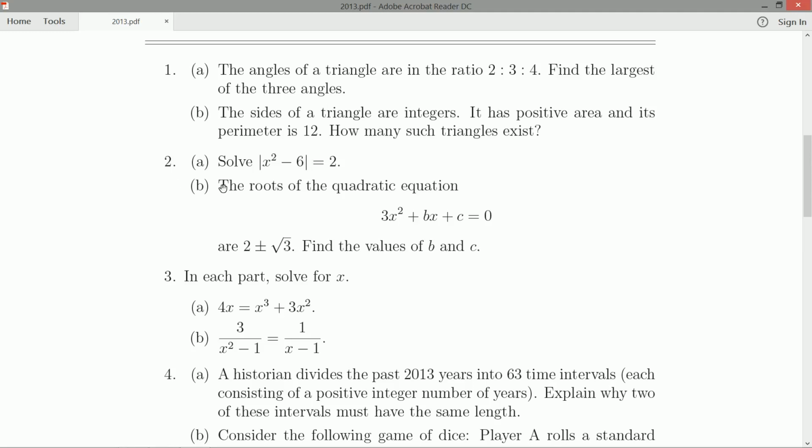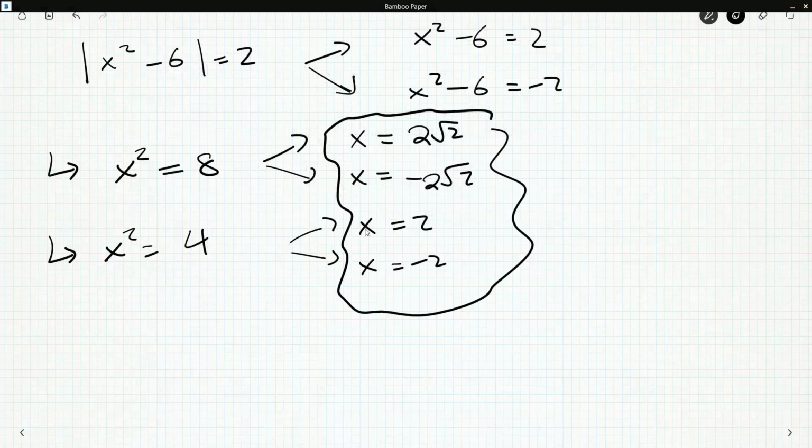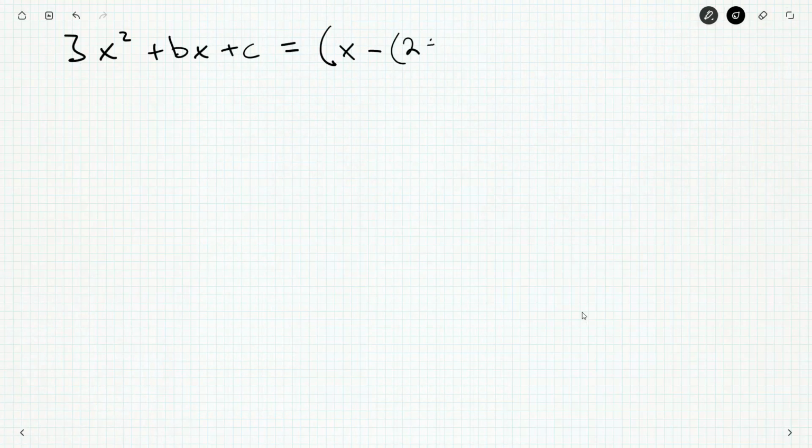So 2b. The roots of the quadratic equation 3x squared plus bx plus c equals 0 are 2 plus or minus root 3. Find the values of b and c. All right. Well, they gave me the roots, so I can choose to express this standard form quadratic equation using my roots: x minus 2 plus root 3 and x minus 2 minus root 3.